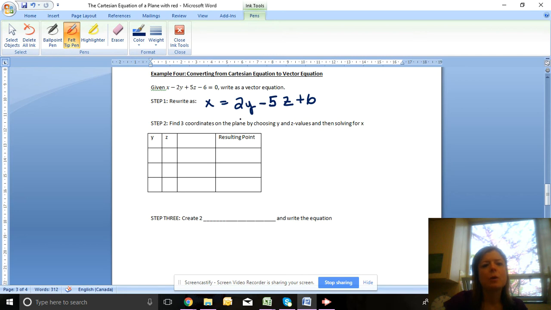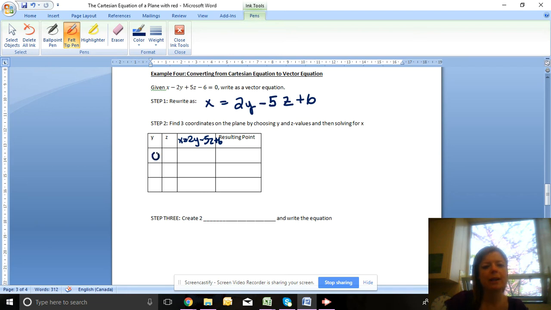So what we're going to do is find 3 coordinates on the plane. Any 3 coordinates that are on the plane, we're going to choose values for y and z and then solve for x using this. And then we'll write the resulting point.